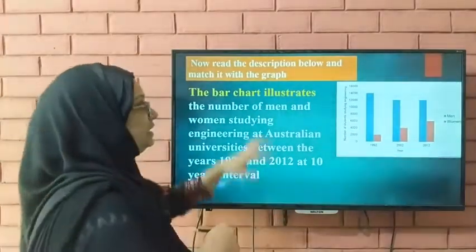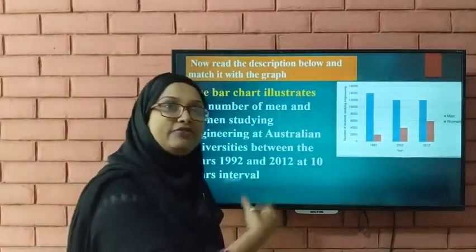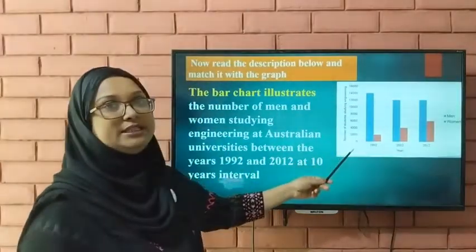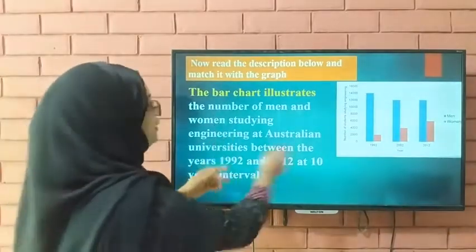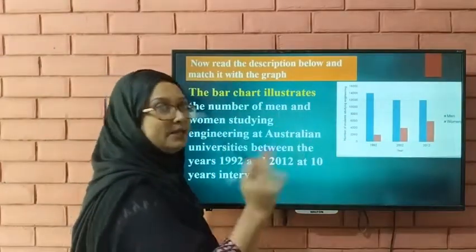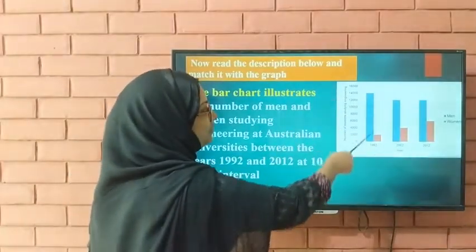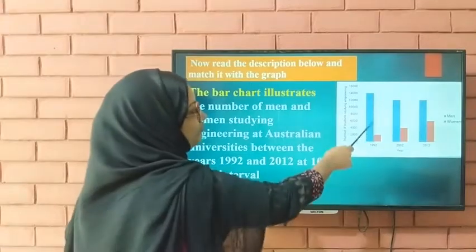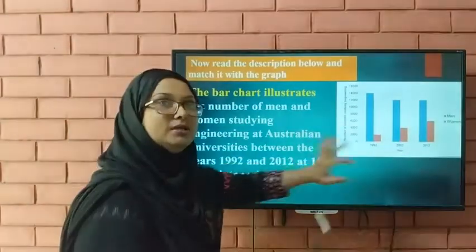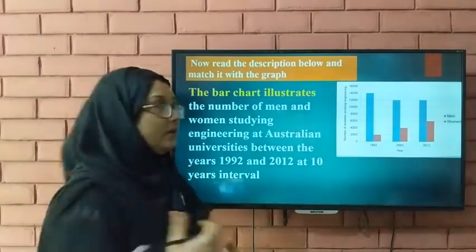So what is this? This is just the introduction. What is the chart about? What is the graph about? And of course we will mention what type of graph or chart it is. Look here, if it was the pie chart, I would write here the pie chart illustrates, but here it is the bar graph, so we can say bar chart or bar graph, whatever term you use, both are correct. So you can say the bar chart illustrates. Illustrates means explains, ব্যাখ্যা করা.